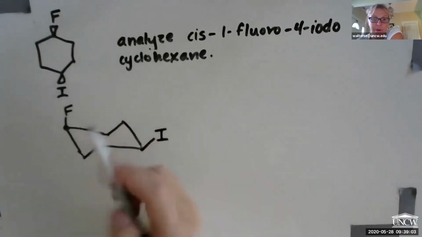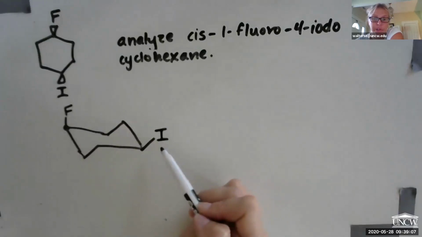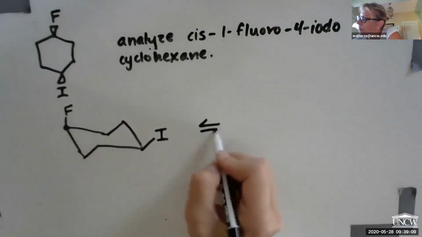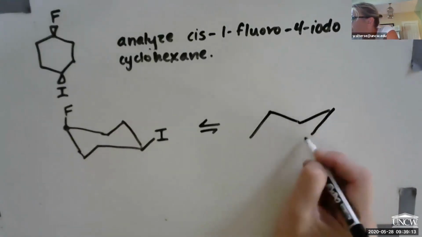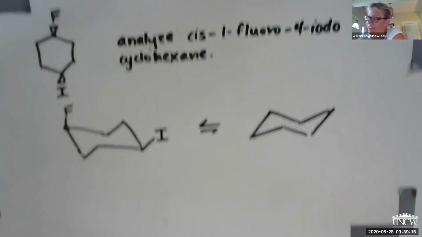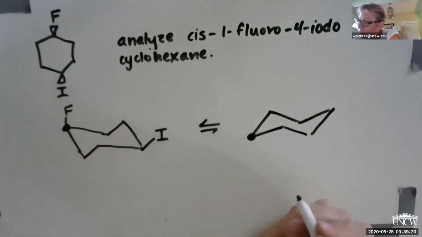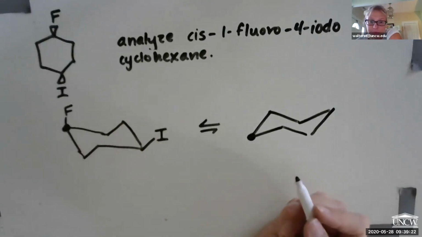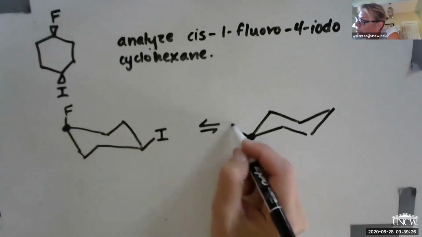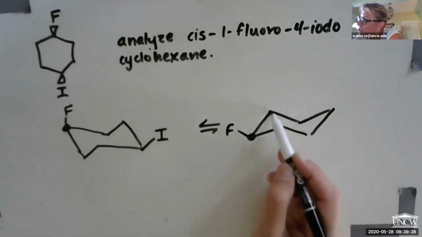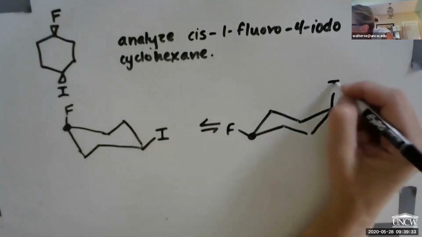So I have fluorine axial up, iodine equatorial up. Flip. Now in this case, this one got brought down, so now it's here. It was axial up, so it becomes equatorial up. 1, 2, 3, 4, equatorial up, axial up.